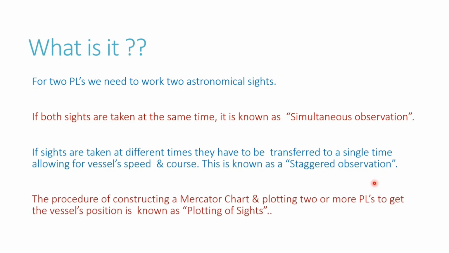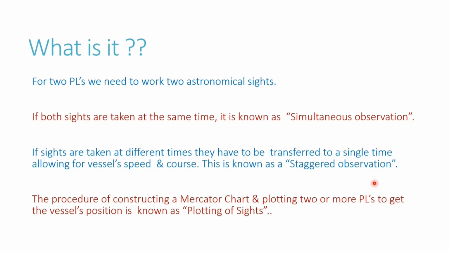Usually on board a ship, when we take sights and we plot them, we are able to plot them on the chart. We have the chart of that particular area available to us. We can plot the position lines on the chart, and once they are there, whichever position they intersect, its latitude and longitude can be read off from the chart, and we have the vessel's position known to us.